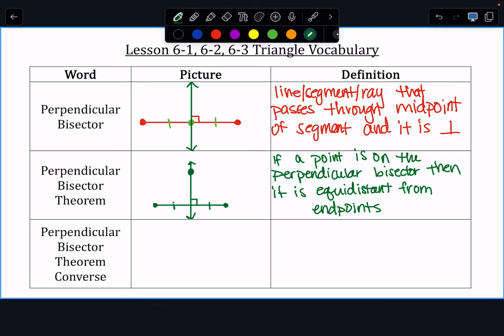Okay, here is a perpendicular bisector. Will you draw it? And then will you draw a point on the perpendicular bisector?